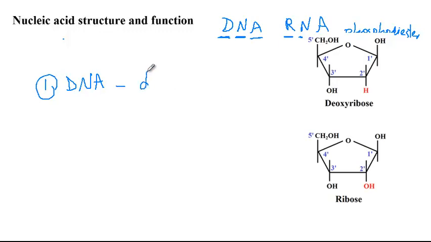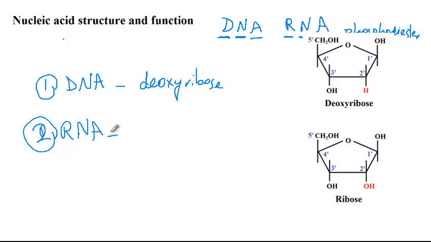So DNA has deoxyribose sugar versus RNA that has a ribose sugar, where on its sugar's second carbon there is an OH group. So that's one important difference between DNA and RNA.